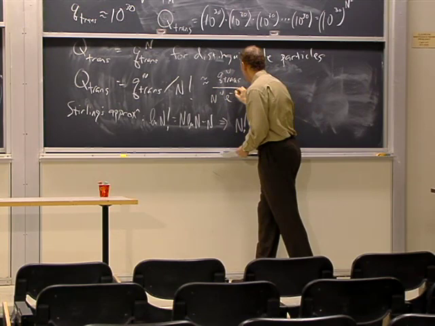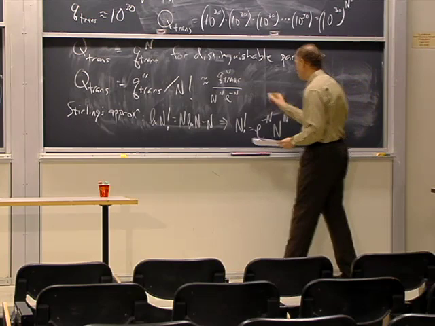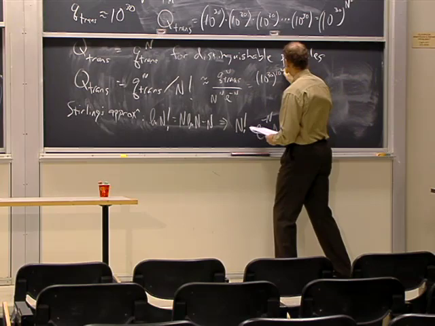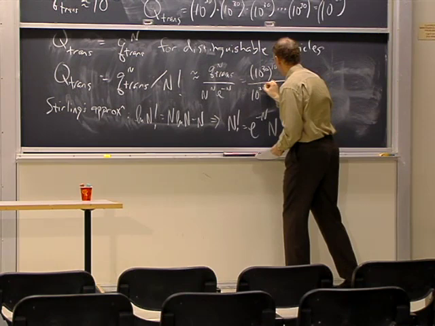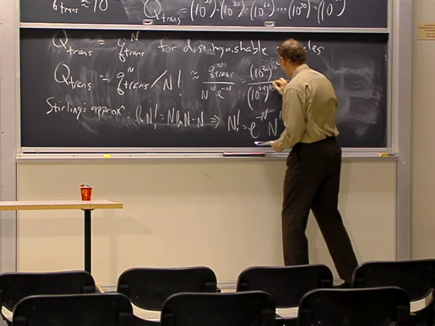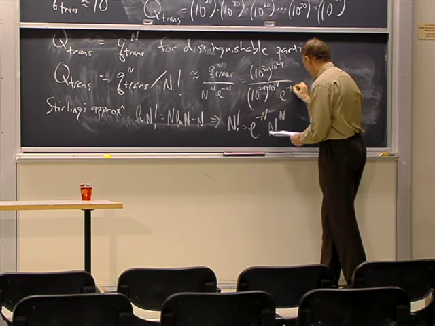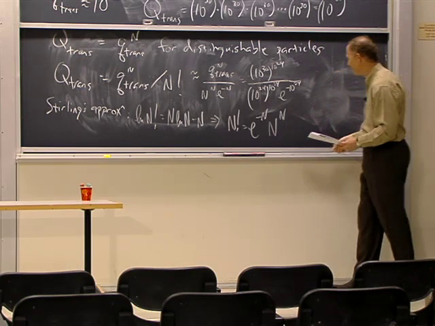Now let's put the numbers back in. There's our 10 to the 30th to the 10 to the 24th power, right? And now we're going to diminish that just a bit. It's n to the nth power, so it's 10 to the 24th to the 10 to the 24th power times e to the minus 10 to the 24th power. Okay? So we can cancel something here.